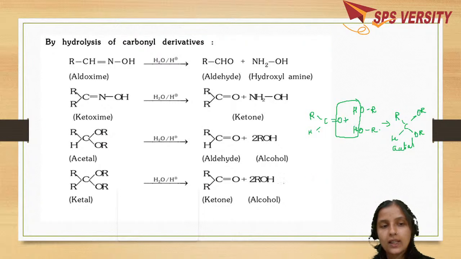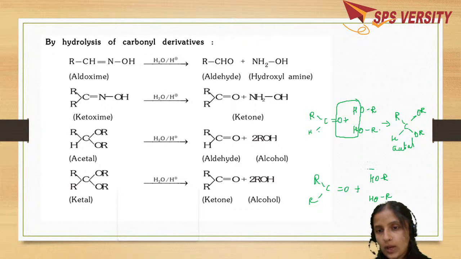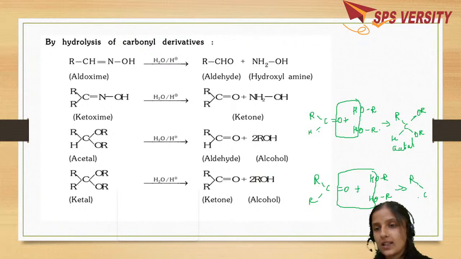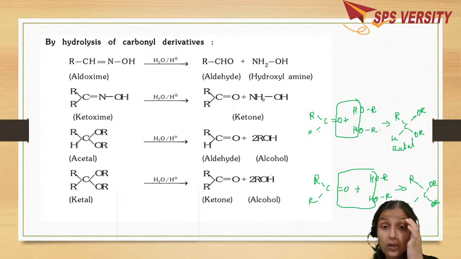The same way, how do you get the ketal? RCR double bond O and HOR, HOR, because of which one water molecule will be eliminated, resulting in the formation of a ketal. Again, acid hydrolysis gives you the ketone back, along with 2 molecules of ROH. Hope it is clear to you. This is how the preparation of aldehyde and ketone is done from the carbonyl derivatives. It can be oximes, or acetals, or any other compounds.